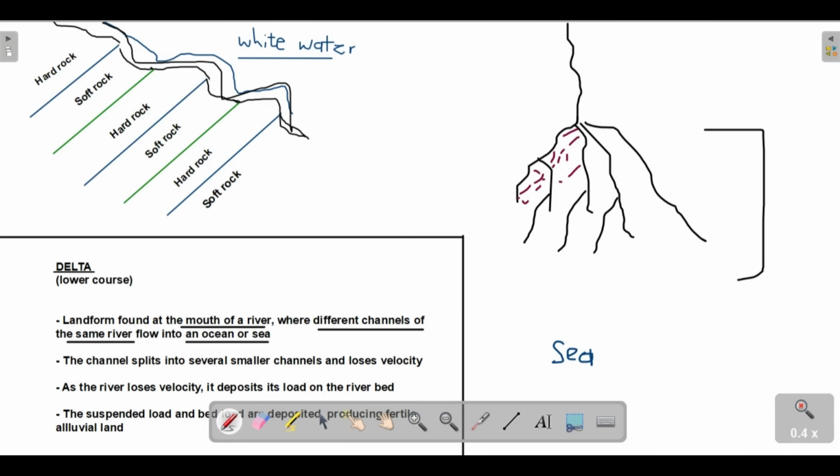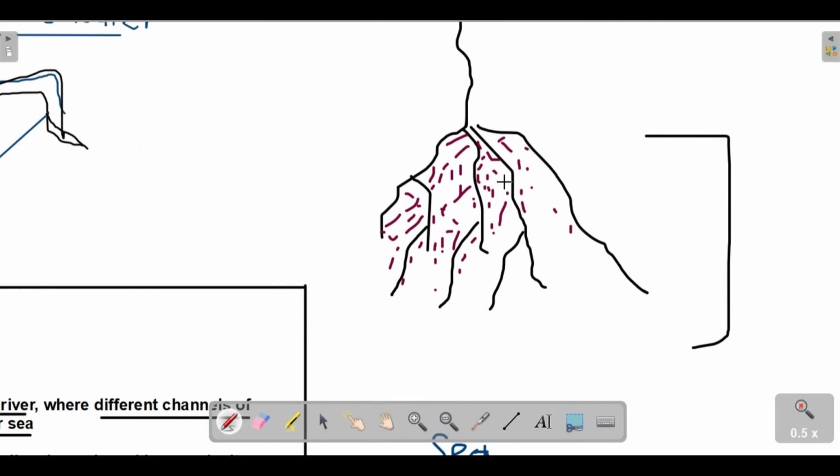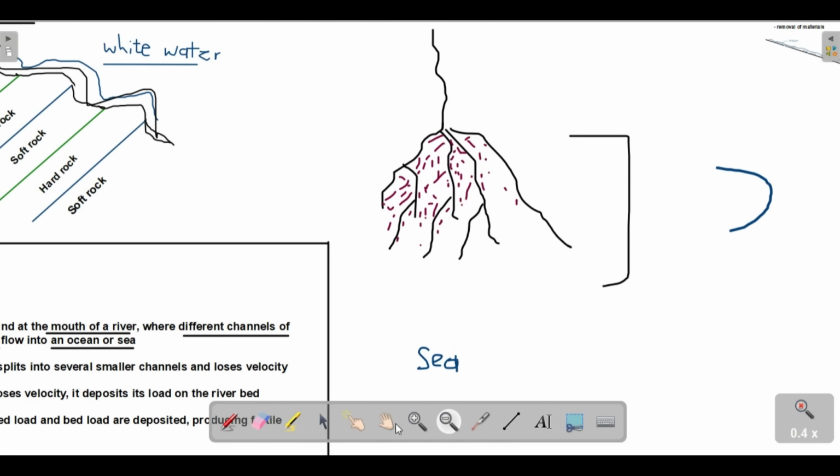Okay, so now this flowing water is trying to ensure that it flows along a path that is easier to flow on. So it looks for the easier path to flow on. That's why you have different river channels splitting there: because of the sediment, and the water is trying to flow around that sediment, looking for easier paths around that sediment. So that is what we call a delta, really.